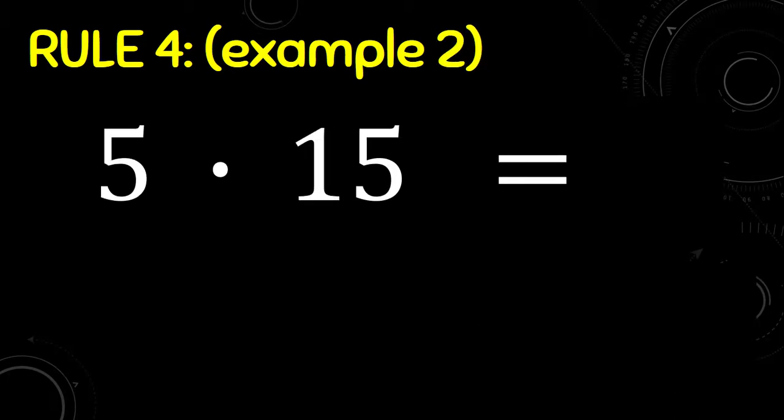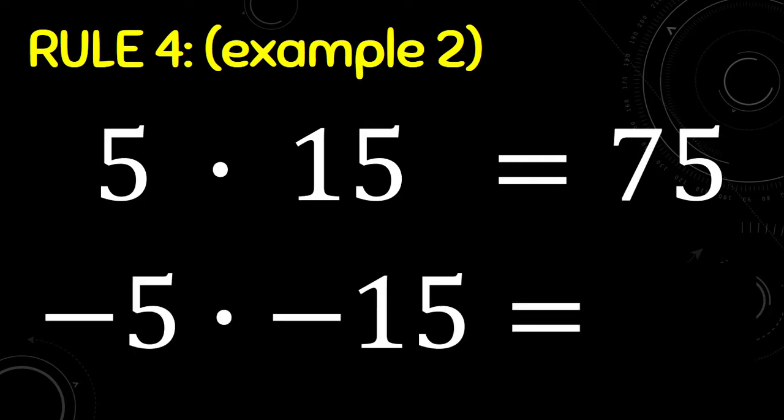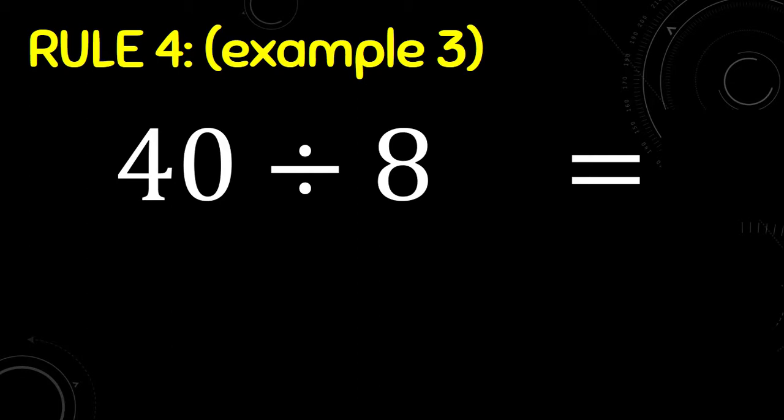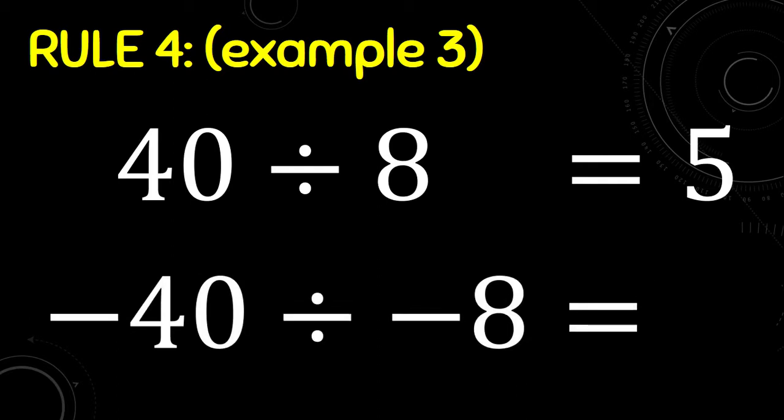Another example, we have here positive 5 times positive 15, and that result is positive 75. Negative 5 times negative 15 is equal to positive 75. Another example, we have here positive 40 divided by 8. It is equal to positive 5. Negative 40 divided by negative 8. The result is also positive 5.